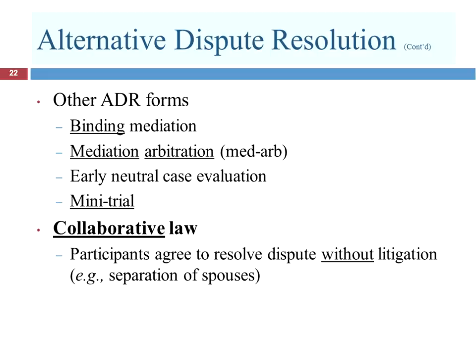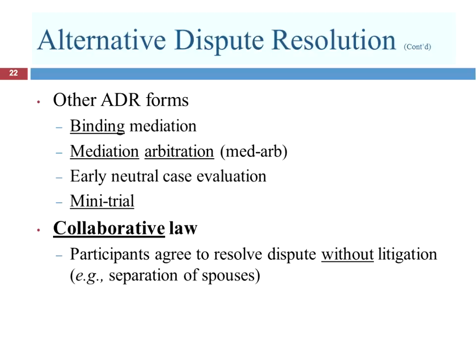Binding mediation. This would be a situation where the mediator acts as, first of all, someone facilitating settlement, but if the settlement doesn't work, then the mediator gets to, at the end of the day, render a decision like an arbitrator. Then you can have mediation arbitration, where you start out in mediation and move to arbitration. There's early neutral case evaluation, where you have somebody basically tell you, this is how I would decide the case. I'm neutral. This is how I see the merits of the case.